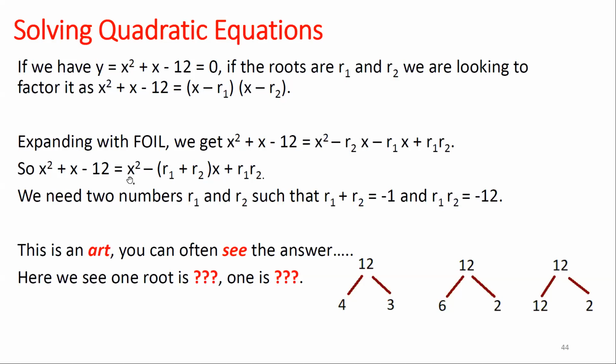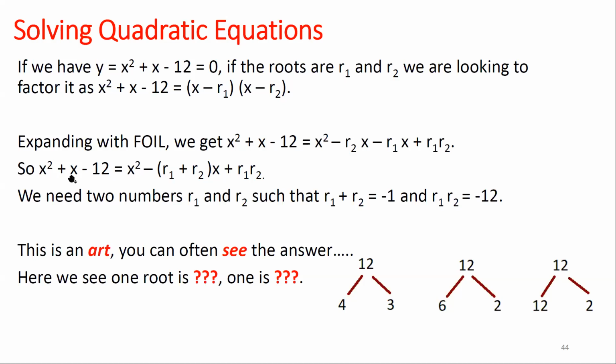So we have x squared and x squared. Is that okay? Yes. We have x is equal to negative r1 plus r2 x. So what is r1 plus r2 equal to? We have matching coefficients. The coefficients of x squared in both cases are 1. That's good. Let's look at the x term.